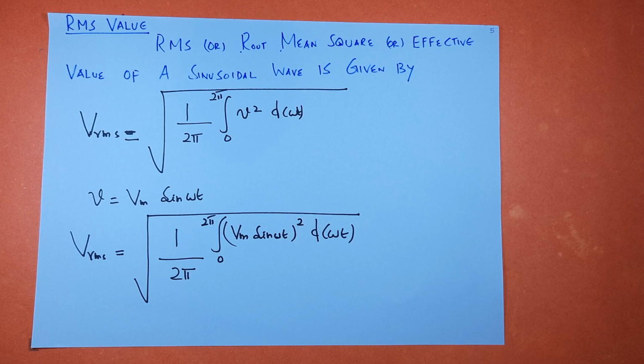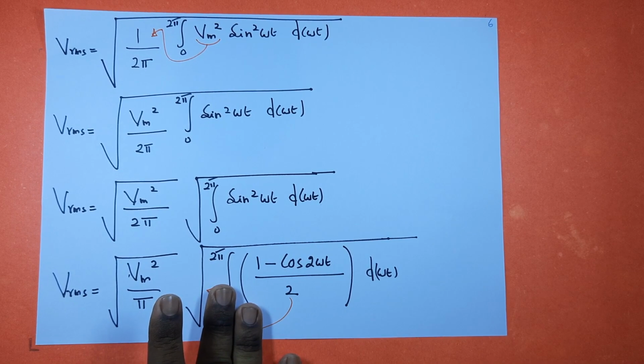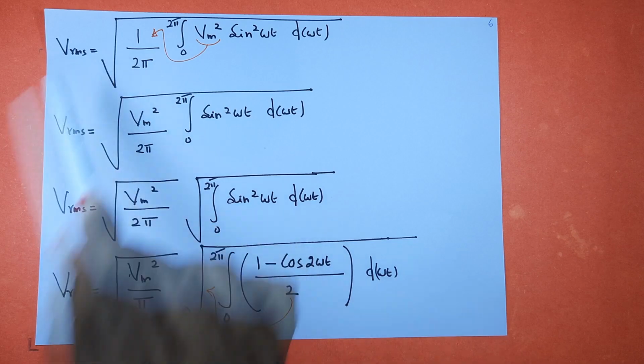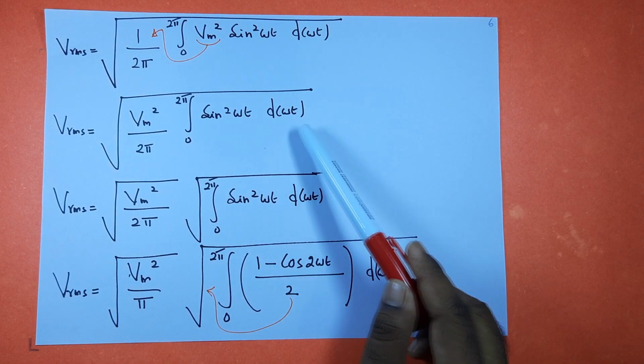So Vrms equal to, substitute, square root of 1 by 2 pi integral 0 to 2 pi Vm sin omega t the whole square d omega t. Next you square the term. Vrms equal to square root of 1 divided by 2 pi integral 0 to 2 pi Vm square sin square omega t d omega t. Vm square is a constant, take it outside. Vrms equal to square root of Vm square divided by 2 pi integral 0 to 2 pi sin square omega t d omega t.